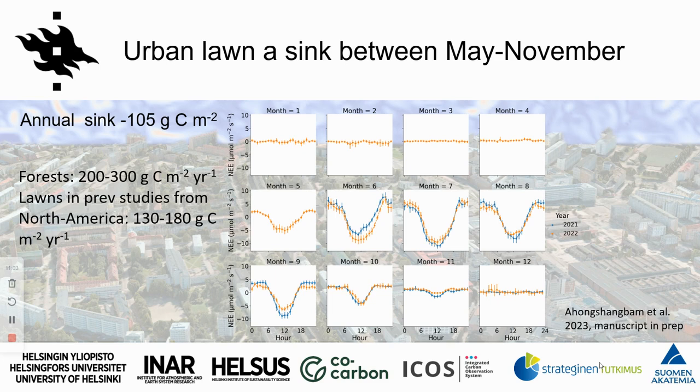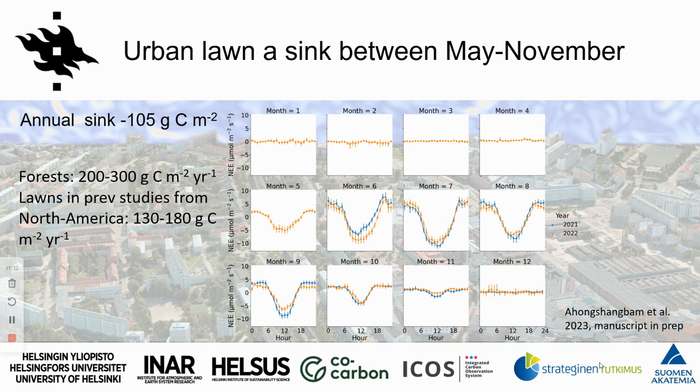I know that from North America, from lower latitudes, they have been detecting photosynthesis from urban lawns still in February, for example, but in Helsinki that's limited by the solar radiation and of course the snow. If we calculate annual values, we can see how the annual sink of the urban lawn is around 105, and that's actually about half of what has been seen by boreal forests in Helsinki.